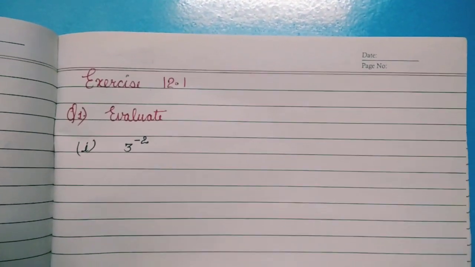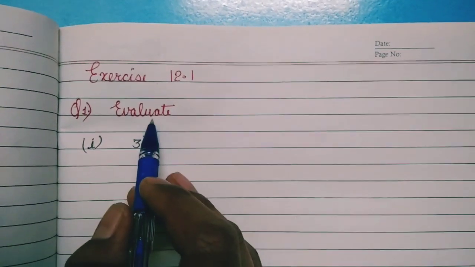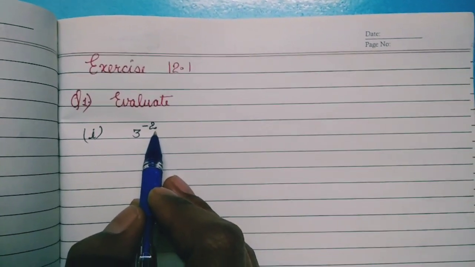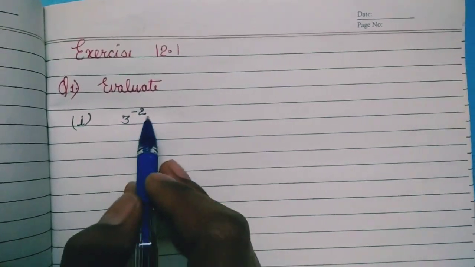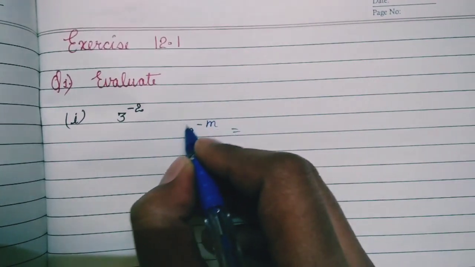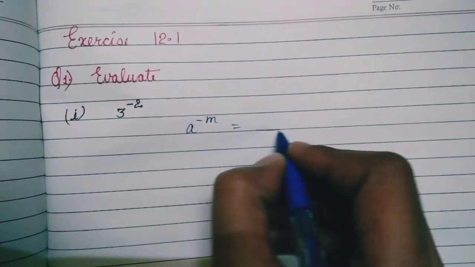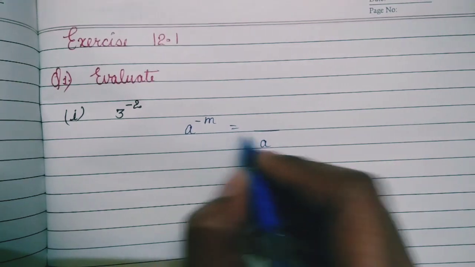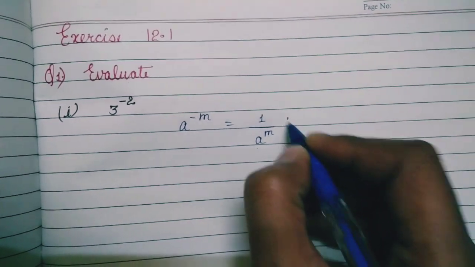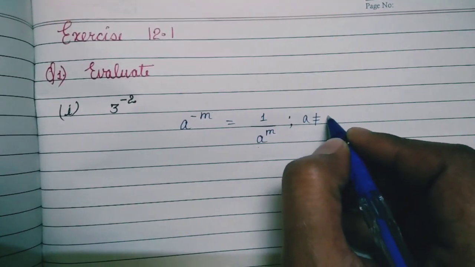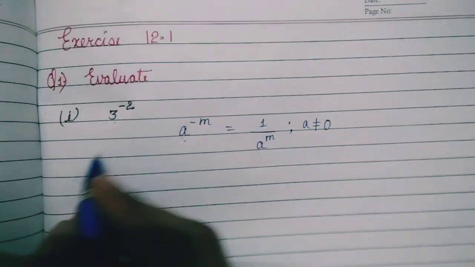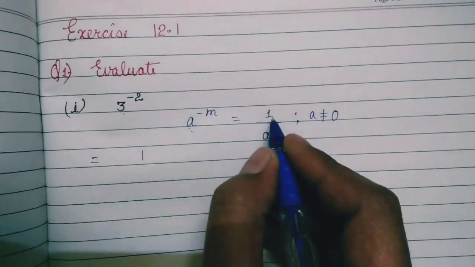Question exercise 12.1. Now we will begin. Its first question is evaluate. Okay. Its first one 3 raised to the power minus 2. Simply we will evaluate it by using the law, which is when a raised to the power minus m, on that time we will simply shift numerator in the denominator after changing the sign of the exponent. So it will be 1 by a raised to the power m. Simply one condition is here, a will never be considered as 0. So check it here. The base is 0? No, base is 3. So we can simply apply the identity.